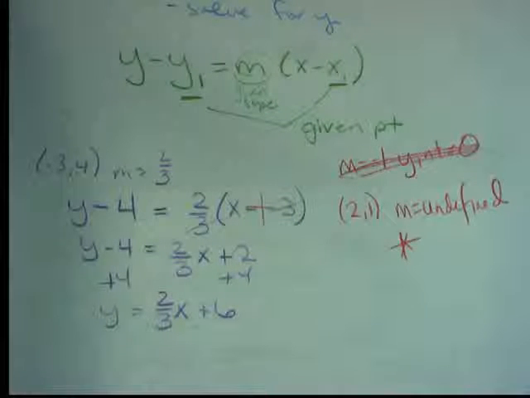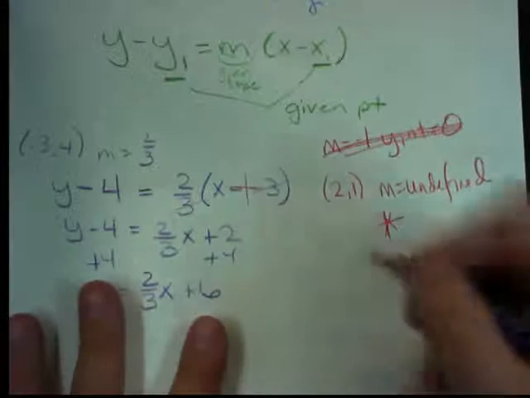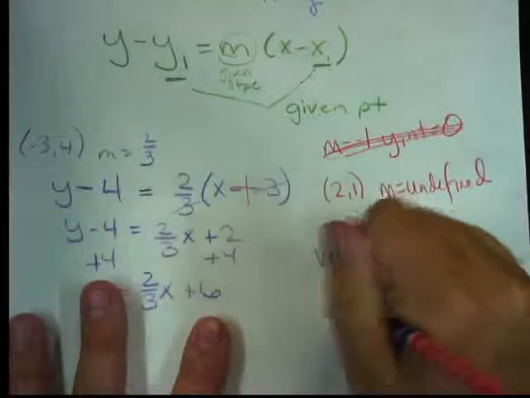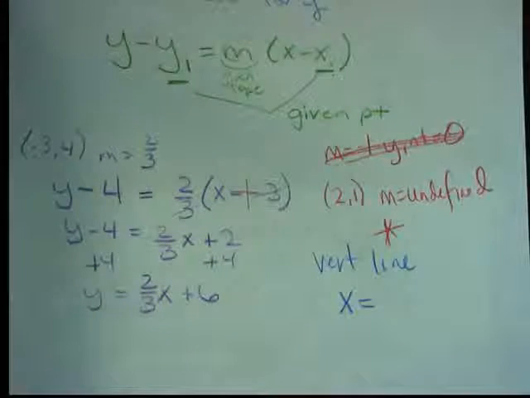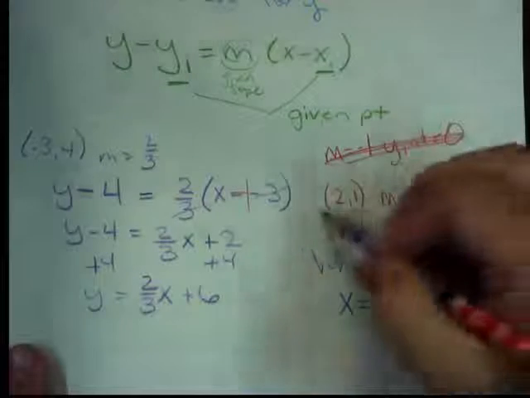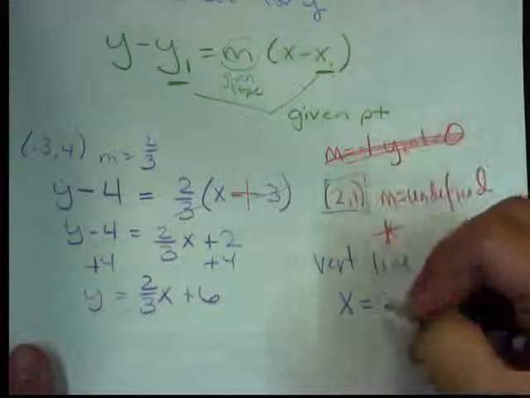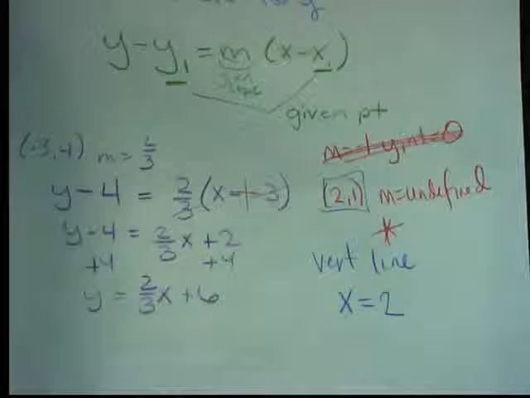When I see something is special, and that means the slope is undefined or the slope is 0, or I see a picture and it's vertical or horizontal, or I see an equation and there's only one letter, little bells and whistles need to start going off. An undefined slope means it's a vertical line. It also means x equals a number. Well, if this is my point (2, 1), x is 2. You're done. That's it. That's all there is to it.